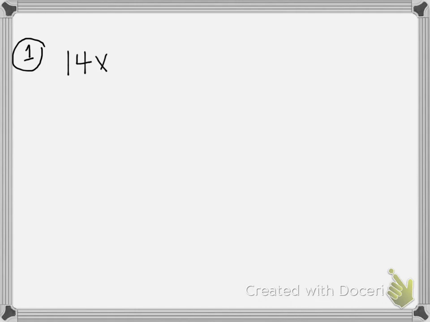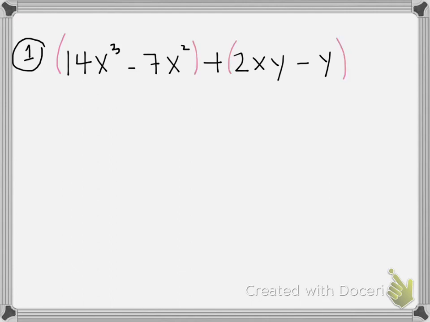All right, do this one for me. 14x cubed minus 7x squared plus 2xy minus y. There are 4 terms, so we are going to group the first 2 and group the second 2.